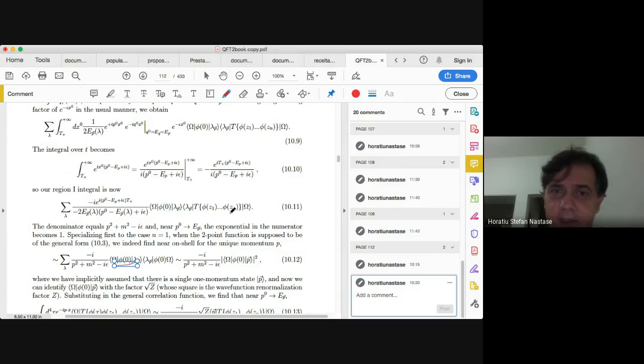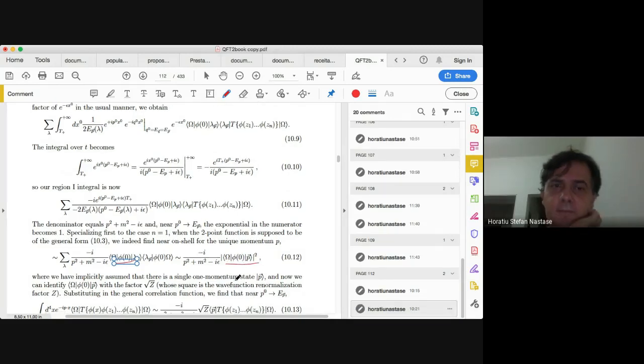So since this is an induction procedure, let's start with the initial step. The initial step was n+1 equal to 2, that is n equal to 1. So in this case, what we get is this omega phi of 0 lambda p, and then here I get its complex conjugate, lambda p phi of 0 omega. That is this absolute value squared. So the free propagator times this thing, this absolute value squared.